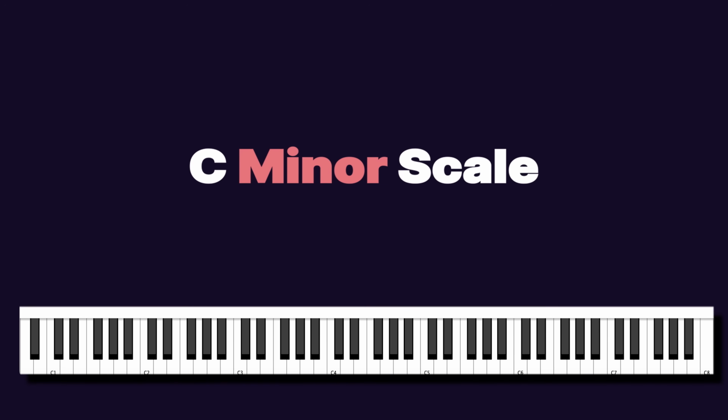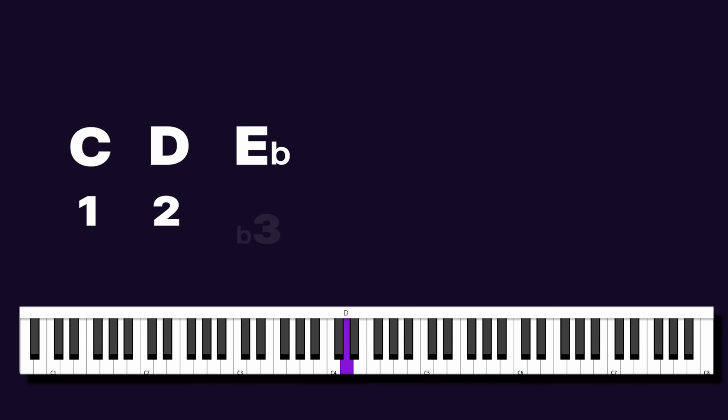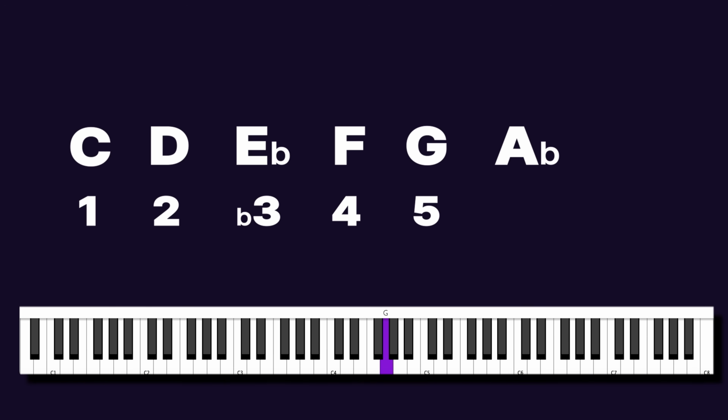Now we're going to go through the same exact process we did for our C major key, but now we're going to do it for our C minor key. So let's play the C minor scale. So our 7 notes are C, which is the 1, D, which is the 2, E flat, which is now the flat 3, F, which is the 4, G, which is the 5, A flat, which is now the flat 6, and B flat, which is now the flat 7.